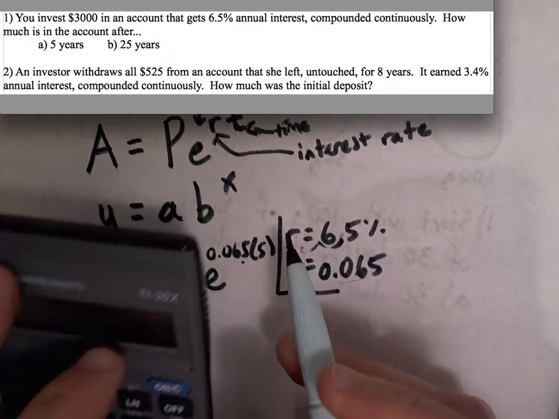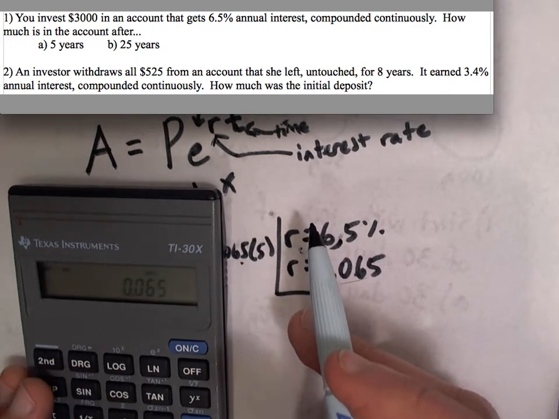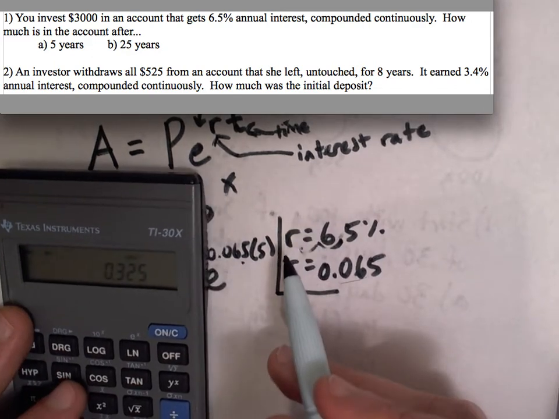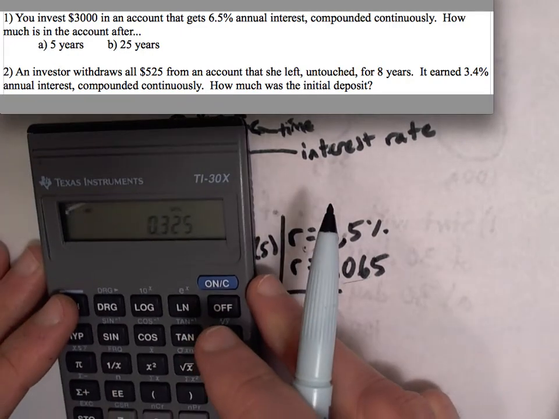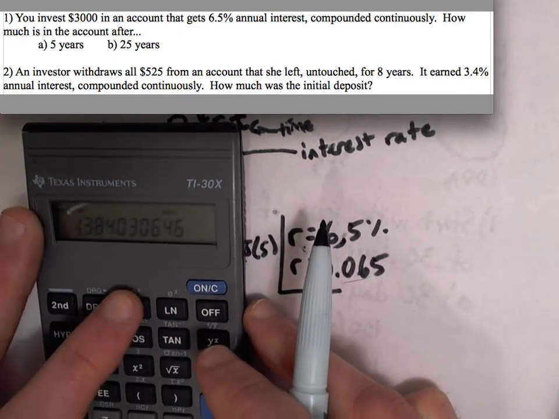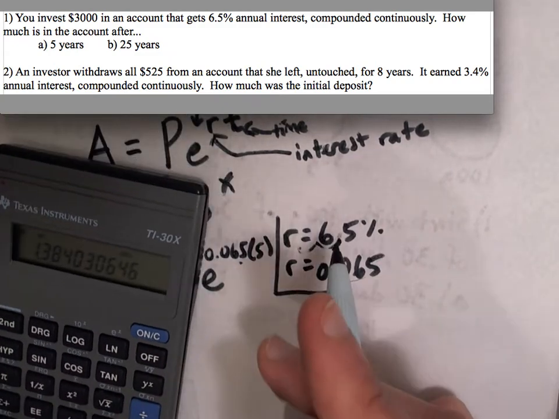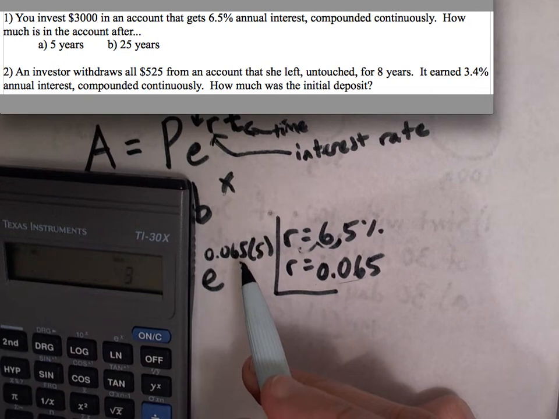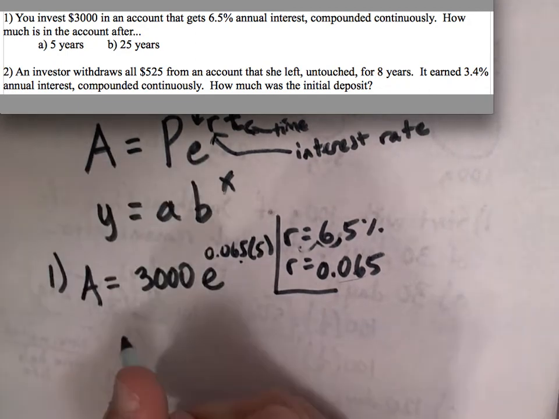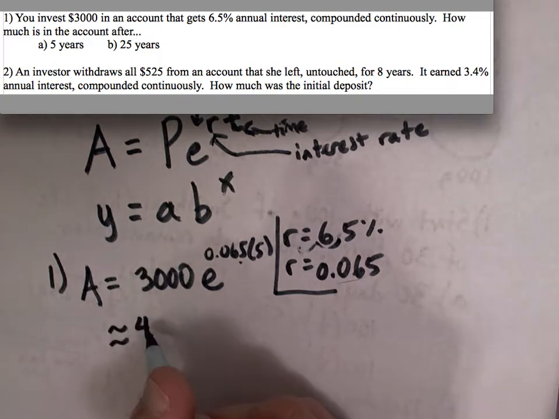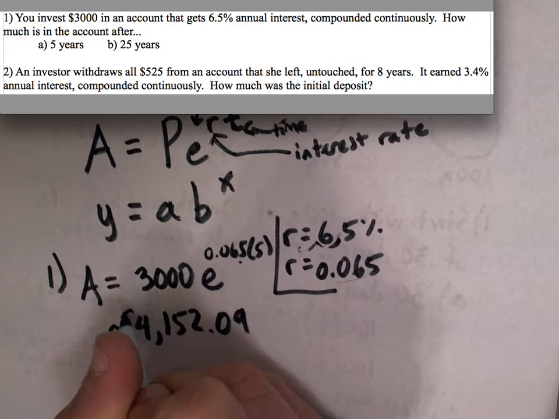So 0.065 times 5 equals 0.325. We're going to take e to that power, e to this power right here. So we push the second, e to the x button. There we get 1.384. Then we're going to finally multiply that by 3,000. And we get approximately $4,152.09.